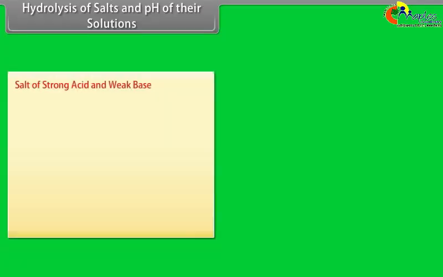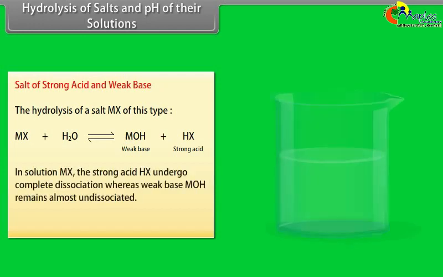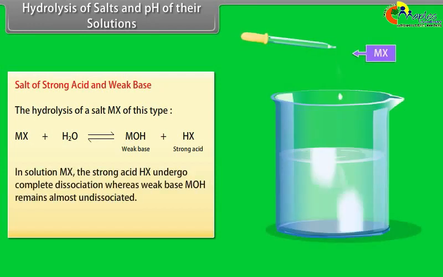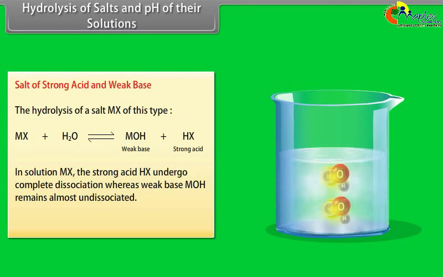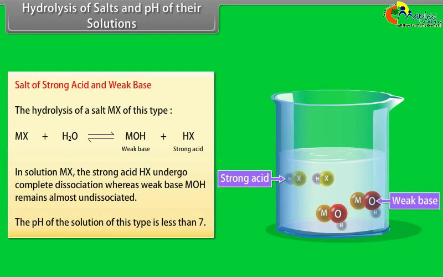Salt of strong acid and weak base. The hydrolysis of a salt MX of this type. In solution MX, the strong acid HX undergoes complete dissociation, whereas the weak base MOH remains almost undissociated. The pH of a solution of this type is less than 7.